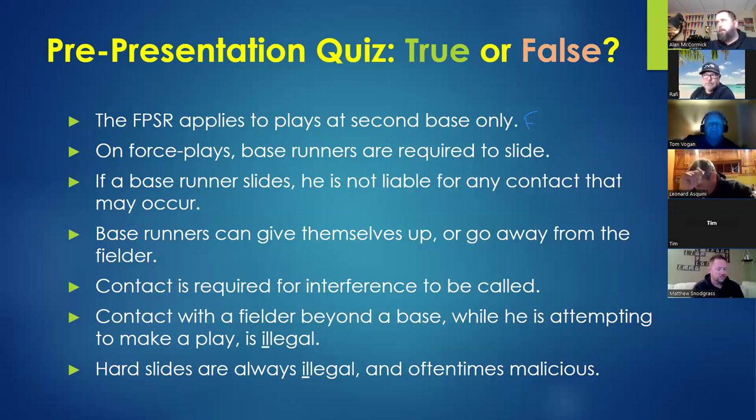The slide needs to be directly into the base on this play, and that is not directly into the base, and it is not going away from the fielder. So then you do have interference on that.